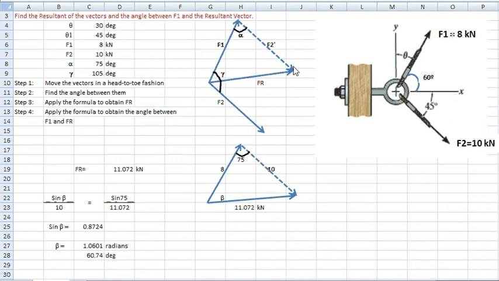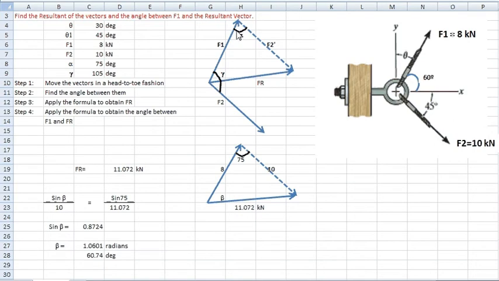Okay? So here I've redrawn these vectors so that I can arrange them in a head-to-toe fashion. So F1, F2. I've moved F2 parallel to itself until F1 and F2 are in a head-to-toe fashion. So I'm calling this F2 prime. The next thing to do is find the angle between them.